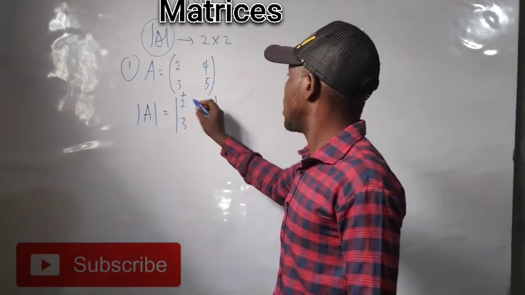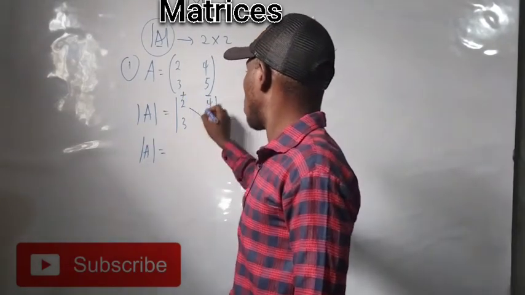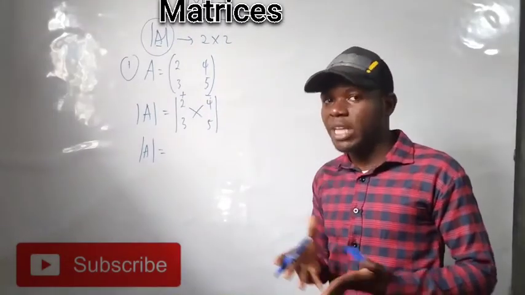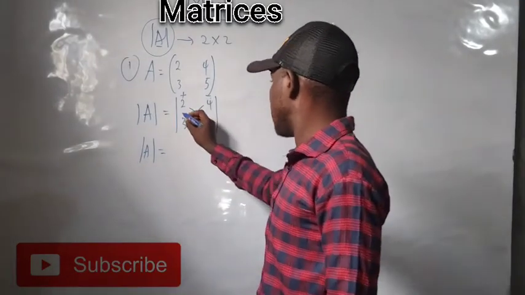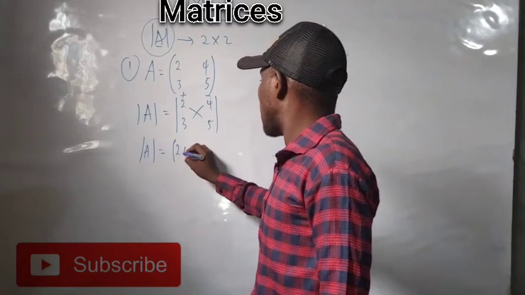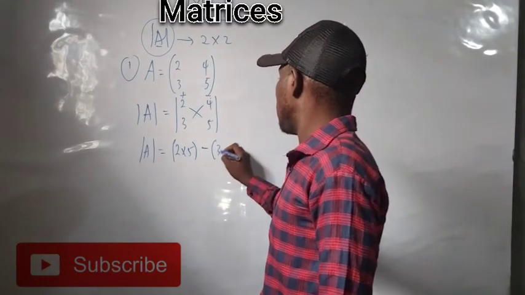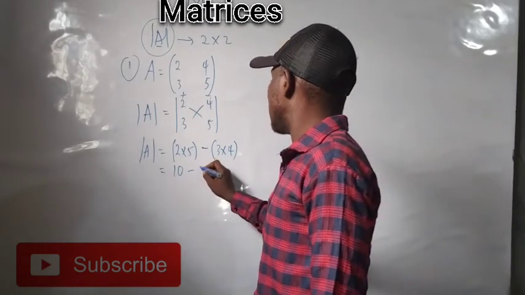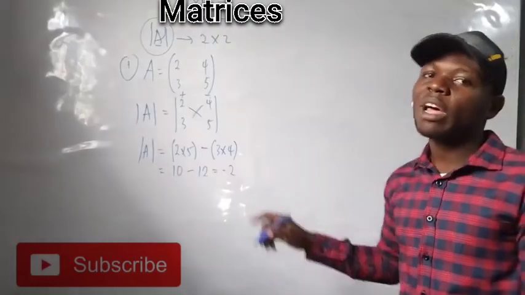Please take note of this symbol. I have a plus here, I have a minus here, such that the determinant of A is obtained by cross multiplying. I have plus and minus, that's what we denote. So I have 2 times 5, then minus 3 times 4. So it becomes 10 minus 12, which equals minus 2. That is the determinant of that matrix.